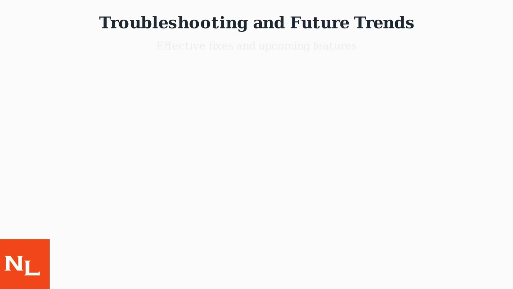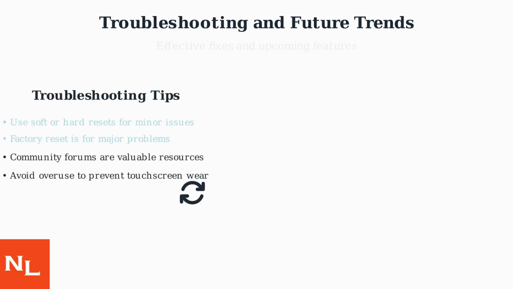Let's explore troubleshooting methods and future developments for the Chevy Trax infotainment system. For troubleshooting, use soft or hard resets to fix minor issues like connectivity drops. A factory reset addresses major problems but erases all your settings.